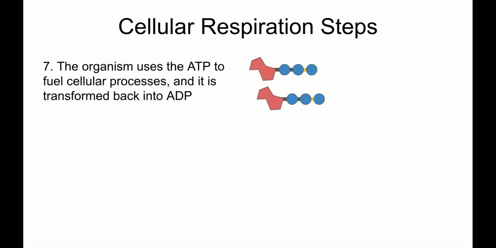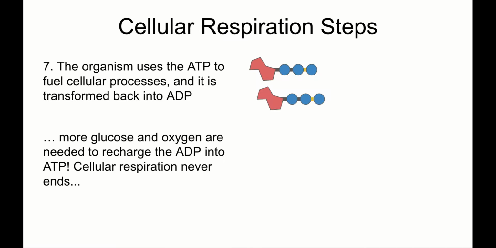Finally, last step, step 7, the organism will use the ATP to fuel cellular processes, and the ATP will be transformed back into ADP. So we'll need more glucose and oxygen to recharge that ADP into ATP. Cellular respiration never ends. Okay, so here's what I mean. We just made some ATP.